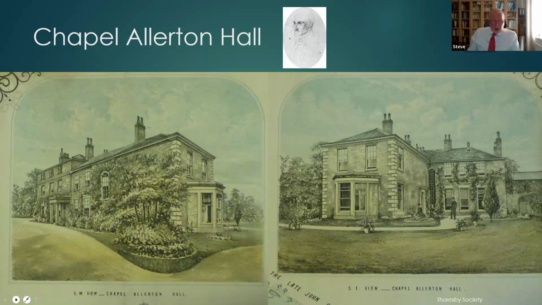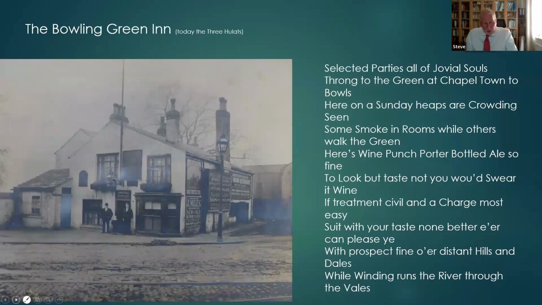So, what do you do with your leisure time if you're that wealthy? Well, the Bowling Green Inn, today known as the Three Hulats, was a hub of activity in the 18th century for the elite. Ralph Thoresby was the first to mention horse racing in 1682, but it went on to be so lucrative that others began to organise athletics matches on the moor as well. And the nicknames of these athletes were designed to raise people's curiosity.